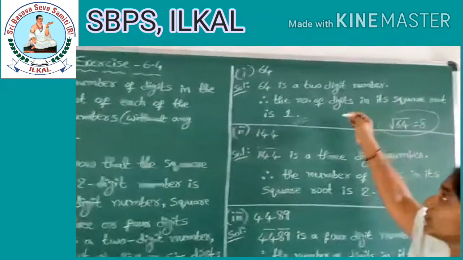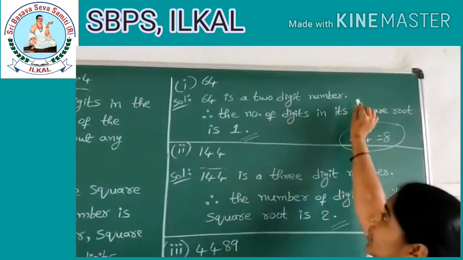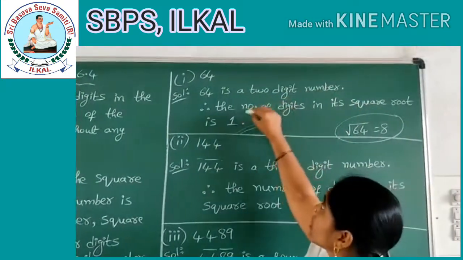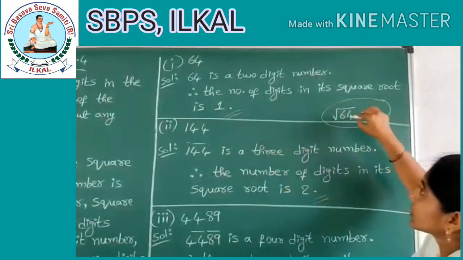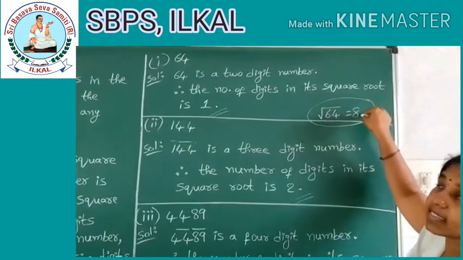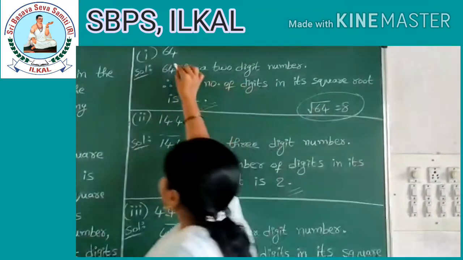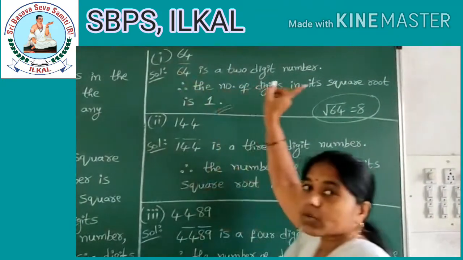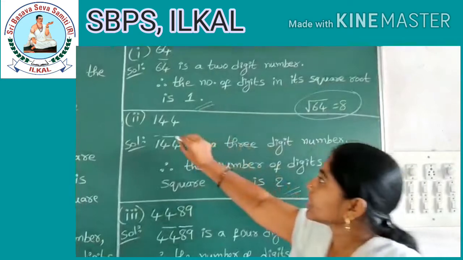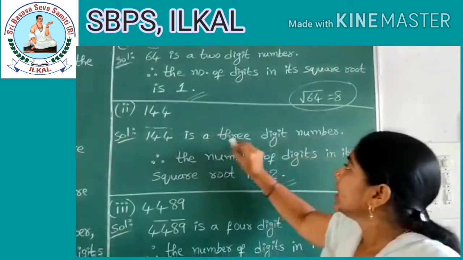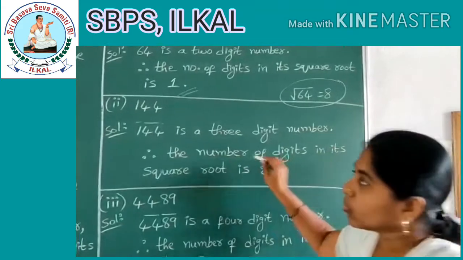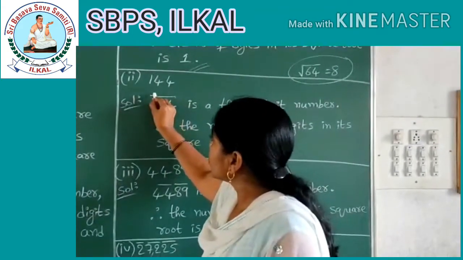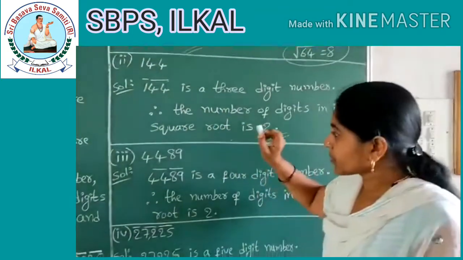Next, 64. 64 is a 2-digit number, is it? Therefore, the number of digits in its square root is 1, because the square root of 64 is equal to 8, a single digit number. Two digits under one bar, children, gives only a 1-digit answer. In the same way, 144 is a 3-digit number. Therefore, the number of digits in its square root is 2, because it is 1, this is 2. We get a 2-digit answer.